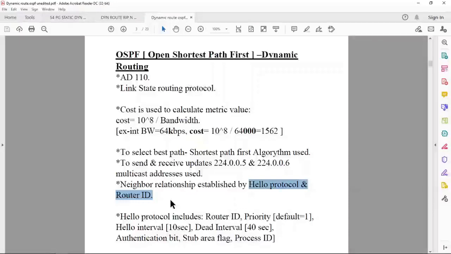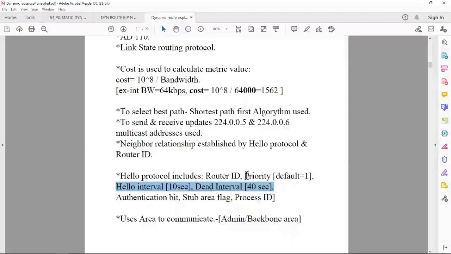Okay. And hello interval is 10 seconds. Dead interval is 40 seconds. Also that should be matched. Okay. And the default priority of OSPF is 1.